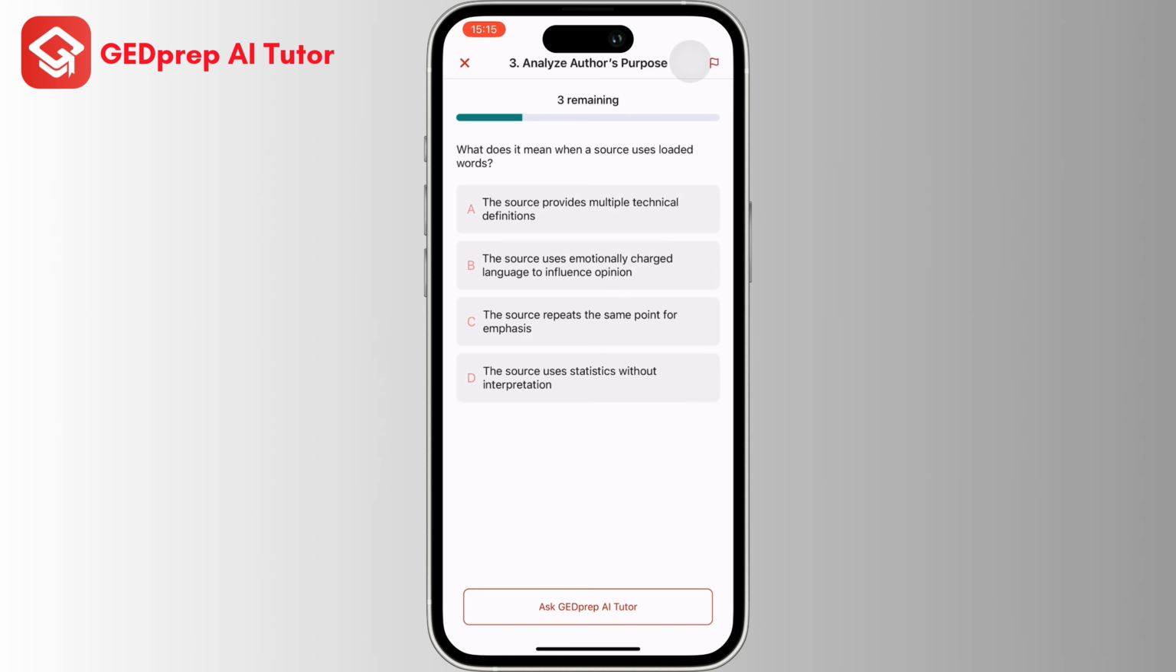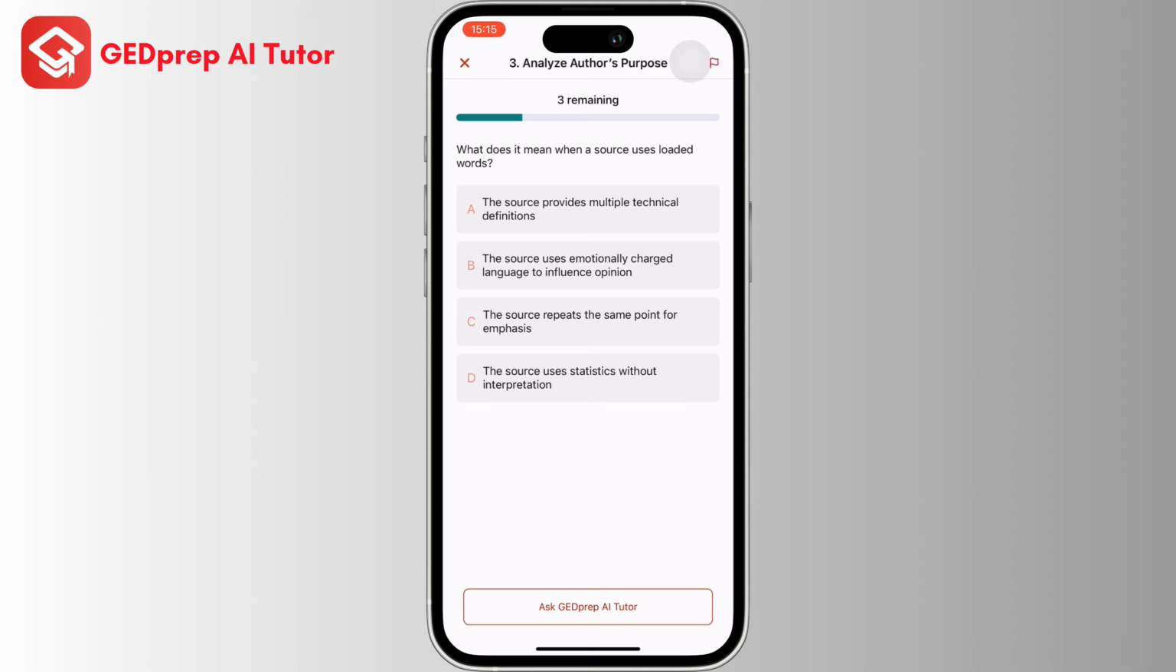Question 3. What does it mean when a source uses loaded words? Option 1. The source provides multiple technical definitions. Option 2. The source uses emotionally charged language to influence opinion. Option 3. The source repeats the same point for emphasis. Option 4. The source uses statistics without interpretation.